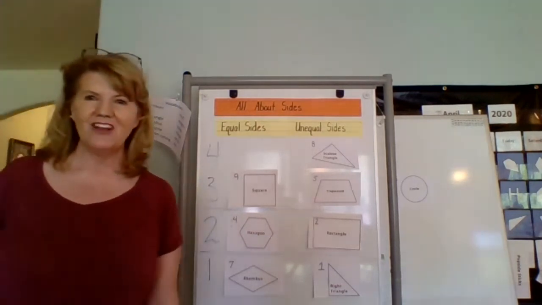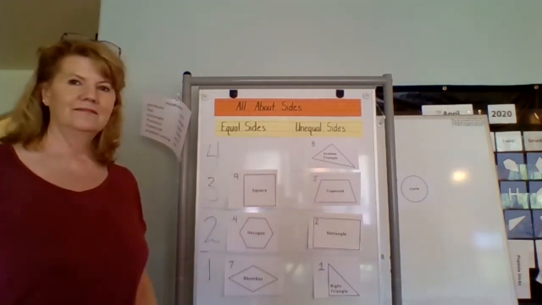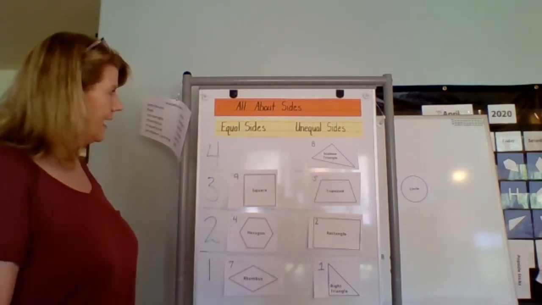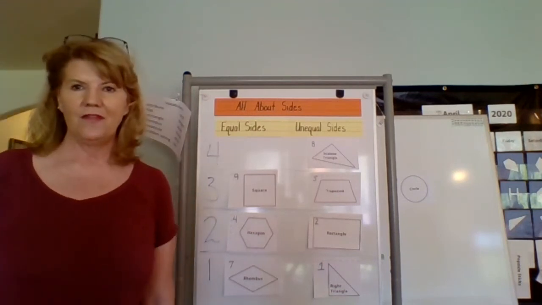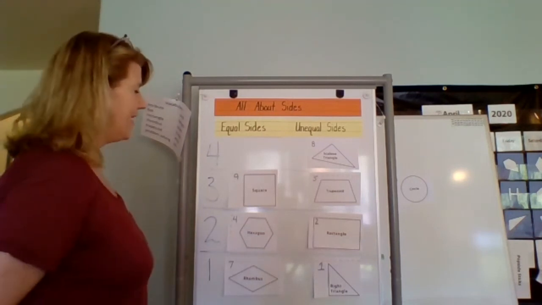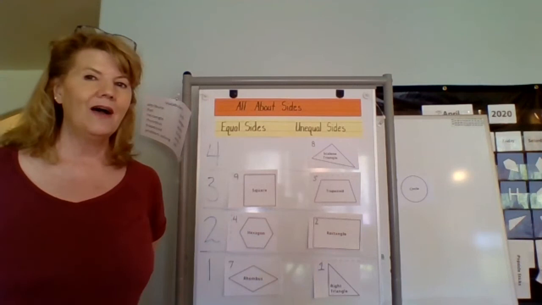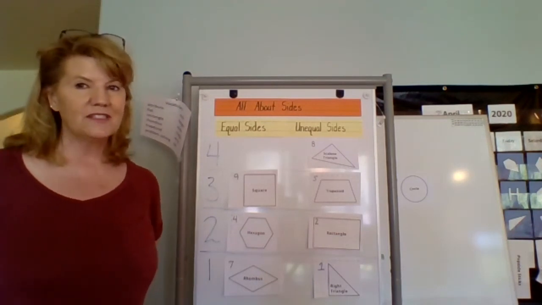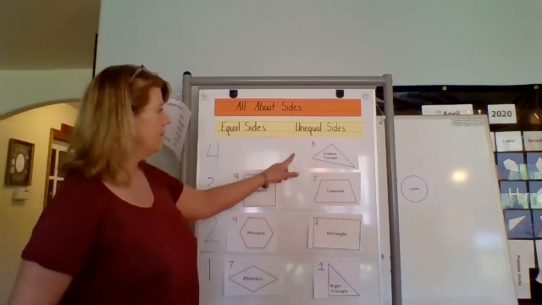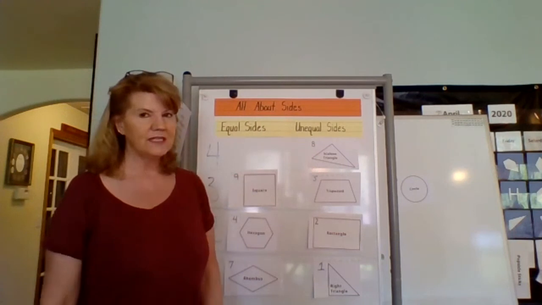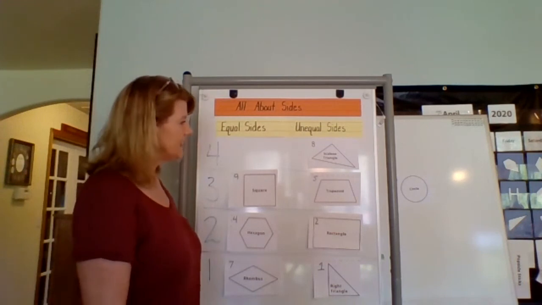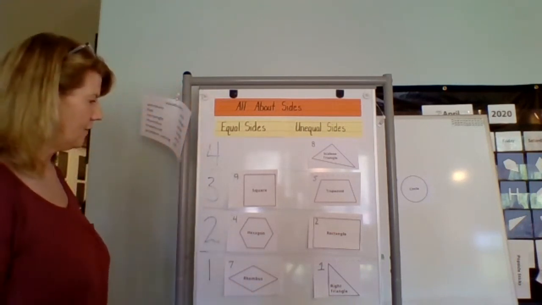Now let's look at our graph and let's read it. How many shapes do we have in all? We have 7 shapes, that's right. And how many equal sides do we have? 3. How many unequal sides do we have? We have 4 unequal sides. So how many more unequal sides do we have? We have 1 more unequal side than we do equal sides. Good job.